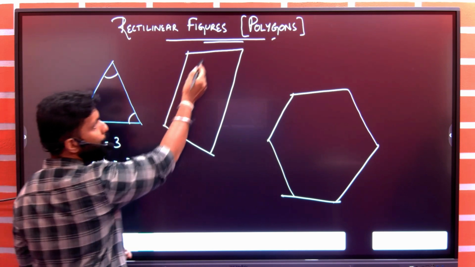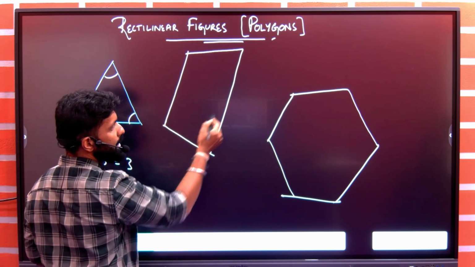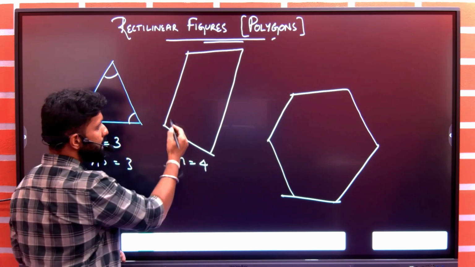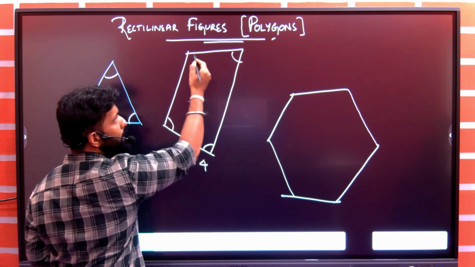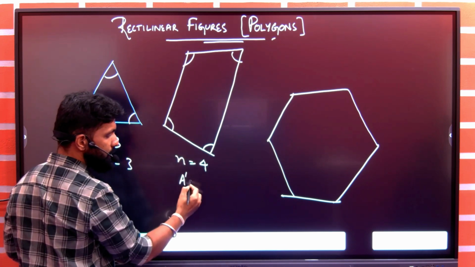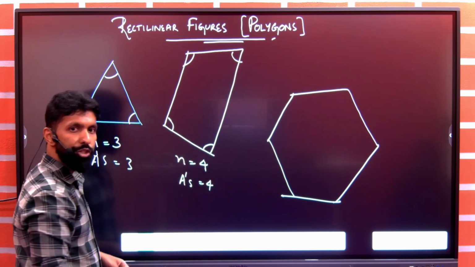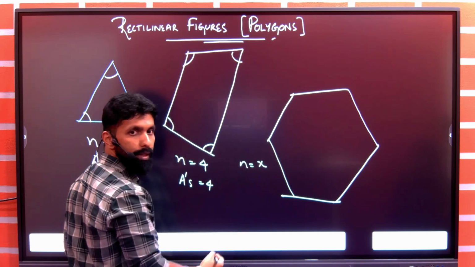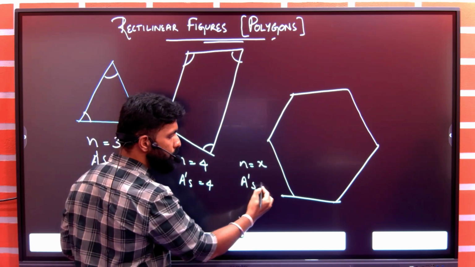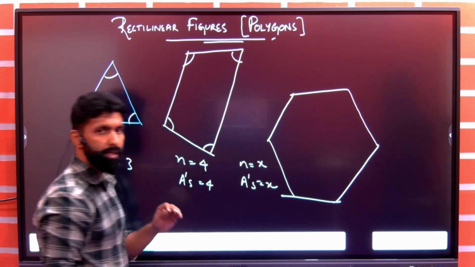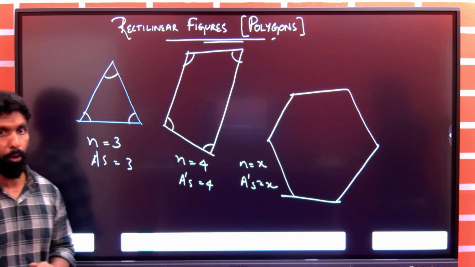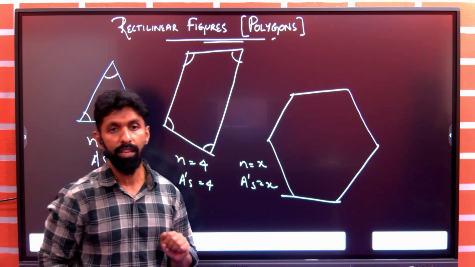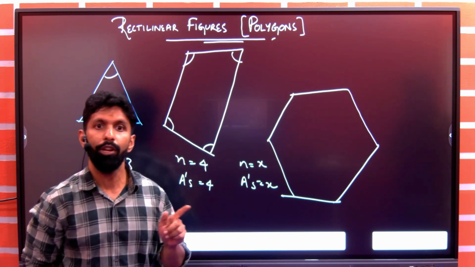If I talk about a four-sided figure, 1, 2, 3, 4, the number of sides is equal to 4. So the number of angles is also equal to 4. So in general, I say if the number of sides is equal to x, then the number of angles is also equal to x. This understanding is very much important. So if I have a 10-sided figure, I'm going to have 10 angles. If I have a 15-sided figure, I'm going to have 15 angles.